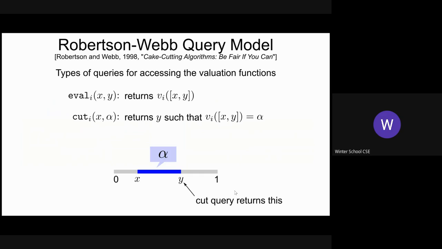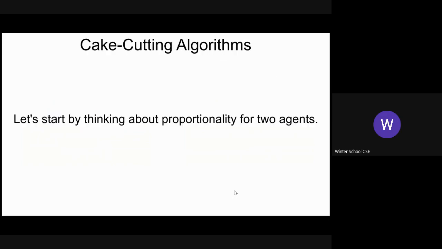Yes, yeah. So we are going to assume that these are constant or unit time operations for our algorithms, right? And when we say it's a polynomial time algorithm, it's basically a polynomial query algorithm. So it makes a polynomial number of such eval and cut queries. Okay, this is the unit of complexity of our algorithms. Okay, yeah, good point. Thanks. Okay, any other questions?